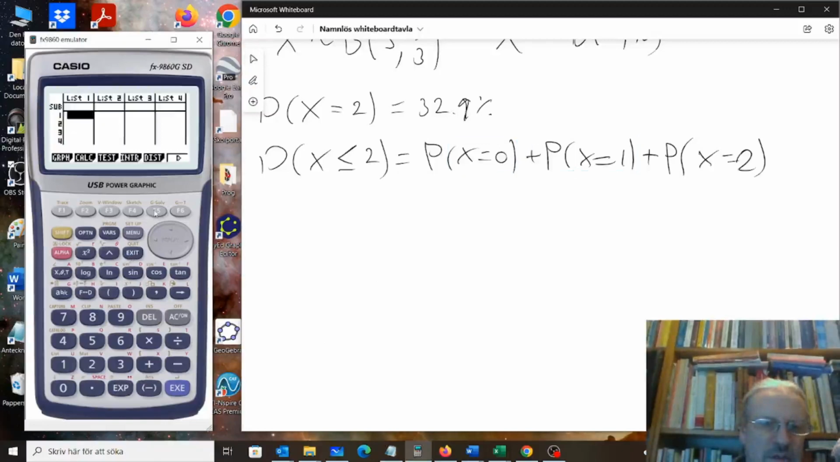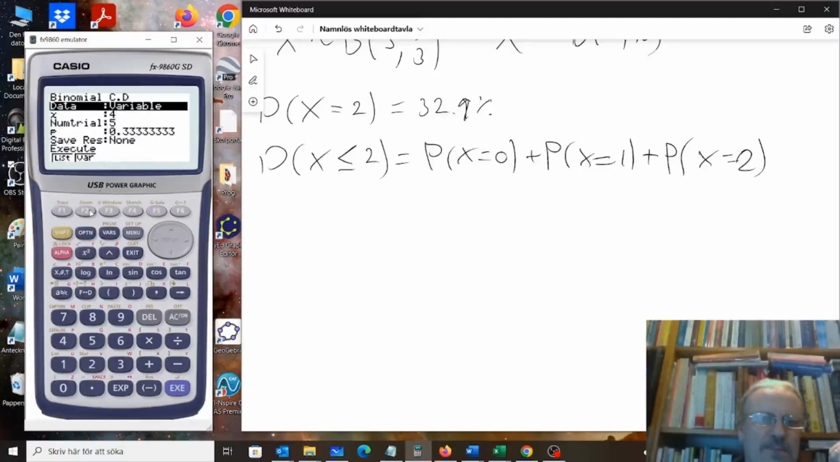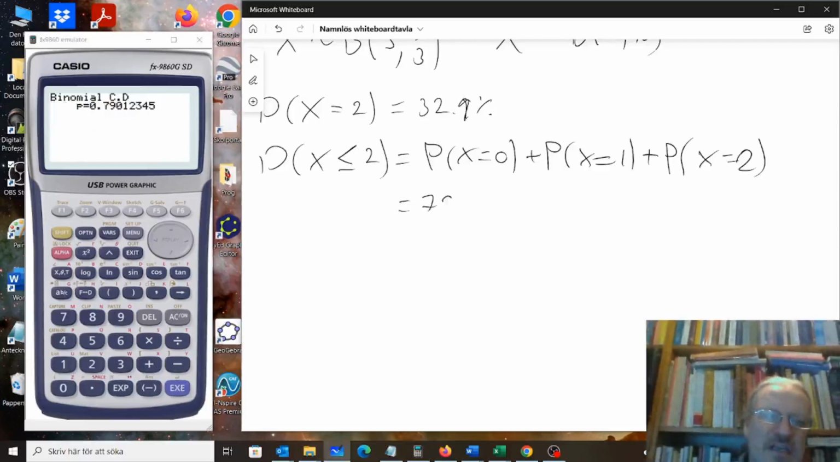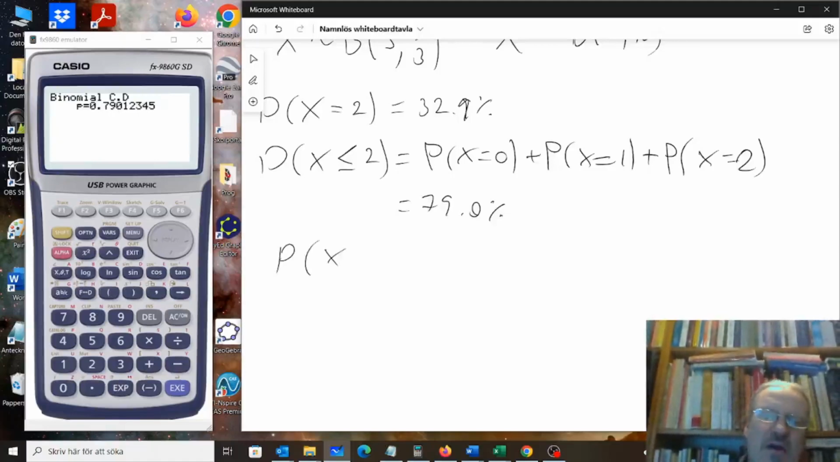So we go here to distribution again, binomial, and choose the second one here. You will have a third one there also, but we don't care about this here. So we would pick this one here. It says variable. We have the same thing, and I change this to 2 and X again, and we find that this probability equals 79.0%.